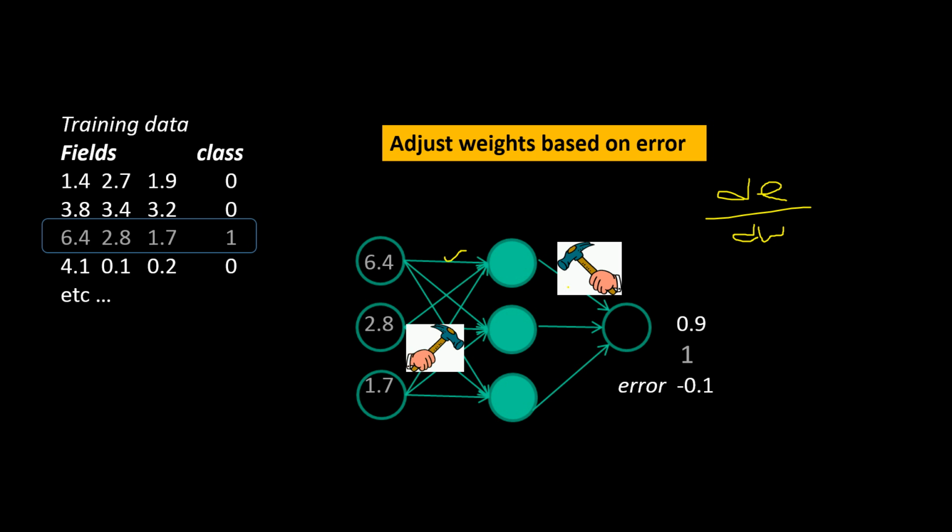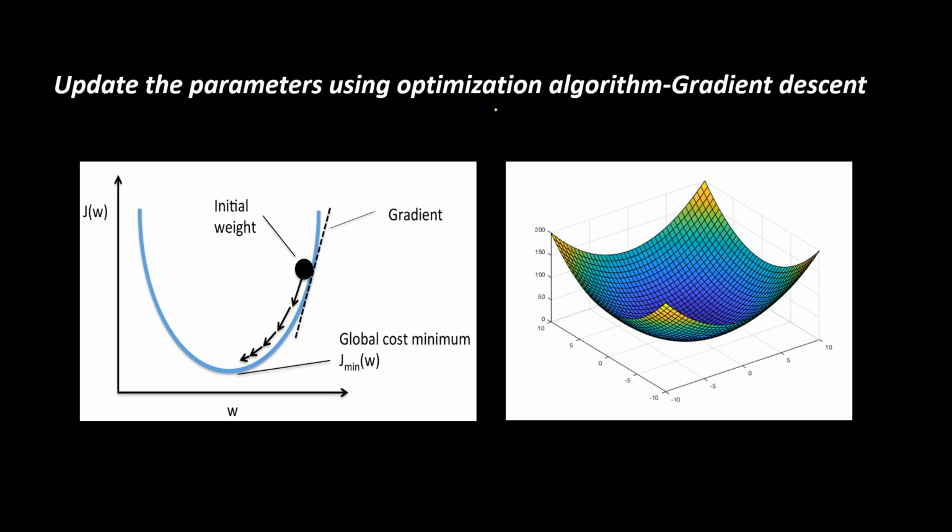For that we need an optimization algorithm, and the optimization algorithm uses gradient descent, or a variant of gradient descent. There are a lot of them, like gradient descent with momentum, AdaGrad, Adam, and many more.